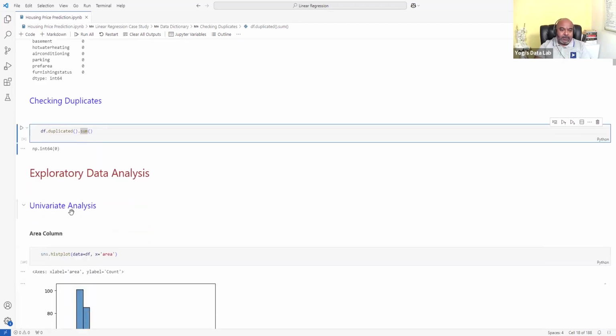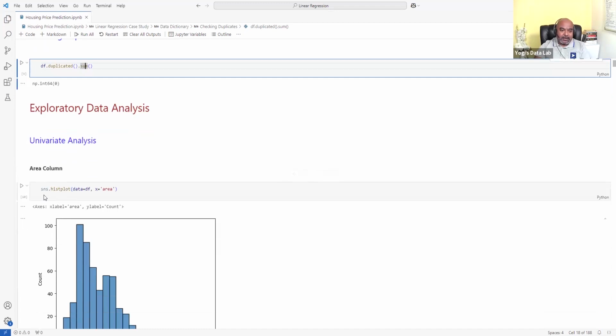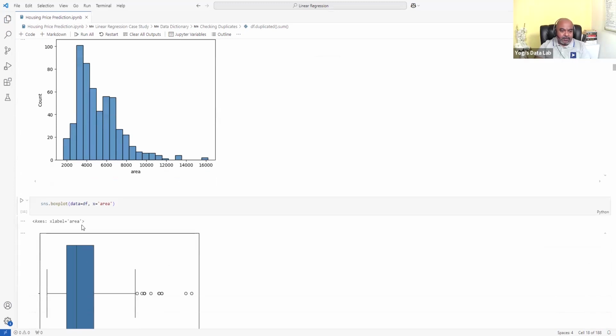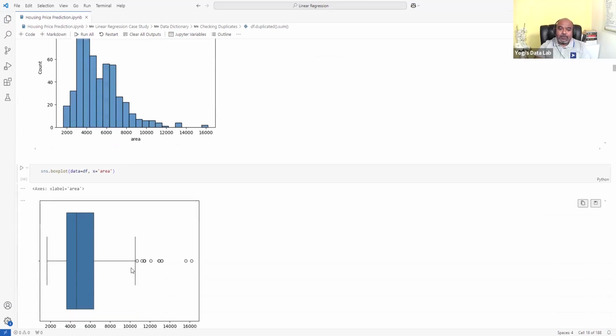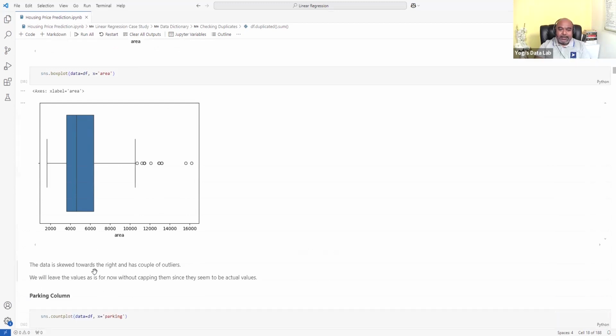So let's start with the univariate analysis. I'll start with the numerical column, which is area. When you look at the area column, the histogram of it, it shows that there is a skewness towards the right. When I look at the box plot, I do see a couple of outliers over here. Now, we can say that the data is skewed towards the right and has a couple of outliers.